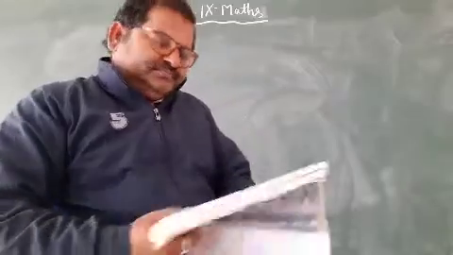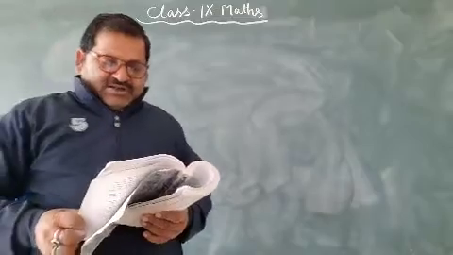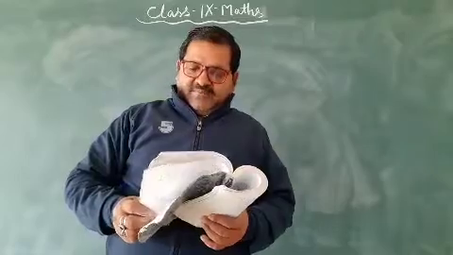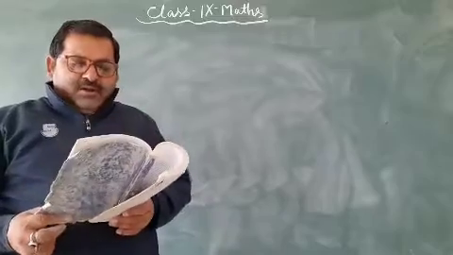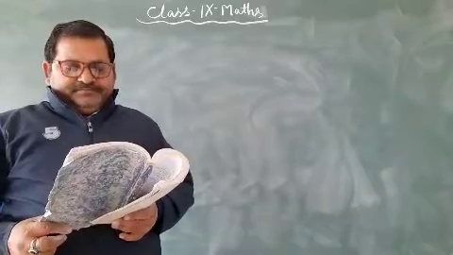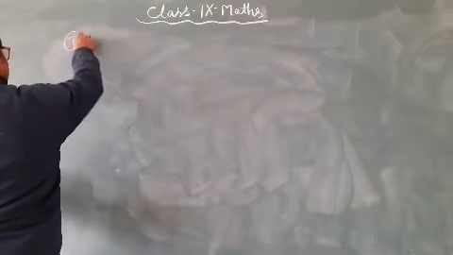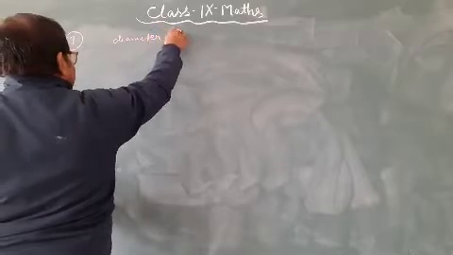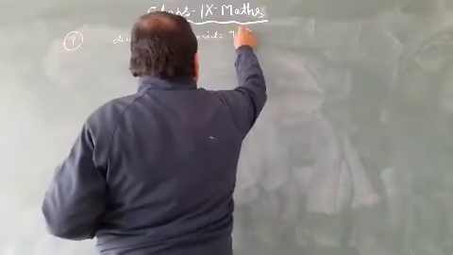Next question. A lead pencil consists of a cylinder of wood with a solid cylinder of graphite filled in the interior. The diameter of the pencil is 7 millimeter.